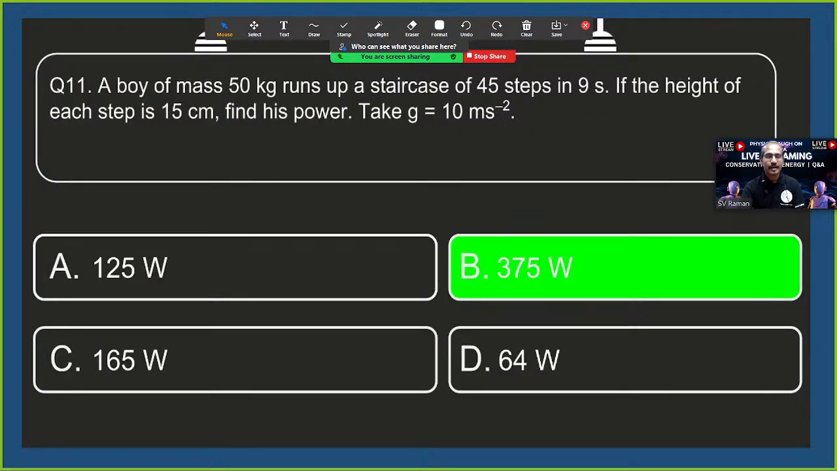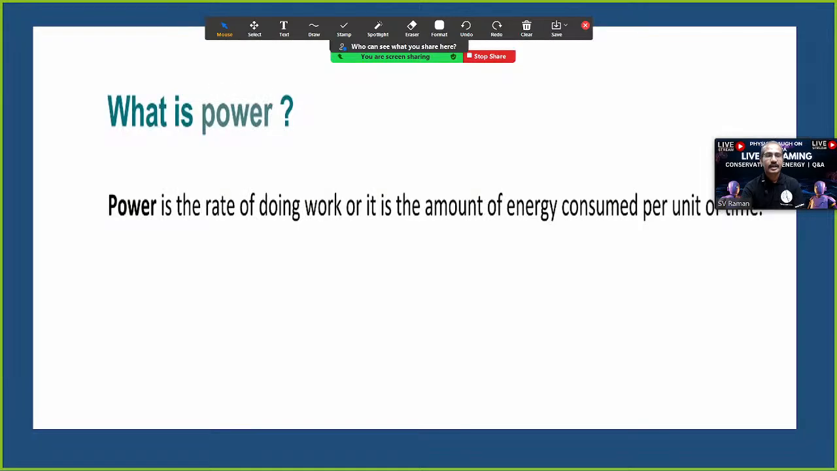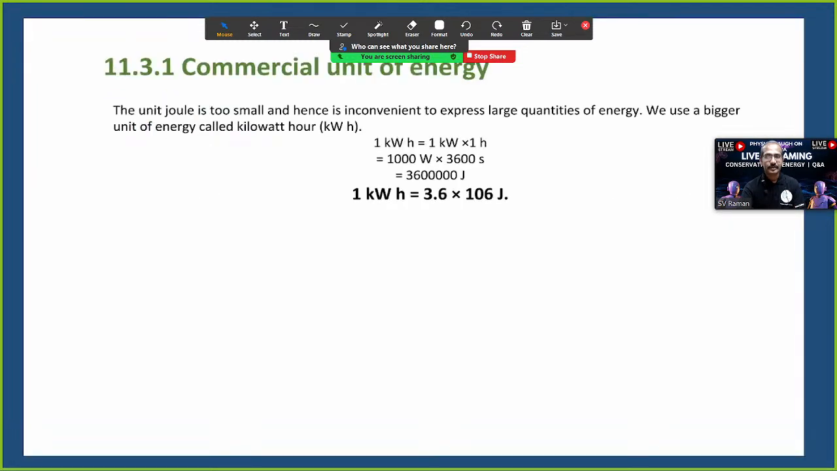Exactly, B option is correct. Next, power is the rate of doing work, or the amount of energy consumed per unit time. Clear? Now, commercial unit of energy. The unit joule is too small and hence inconvenient to express large quantities of energy. We use a bigger unit of energy called kilowatt hour.